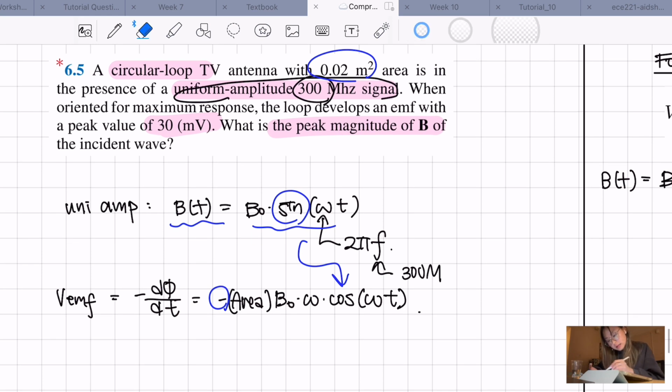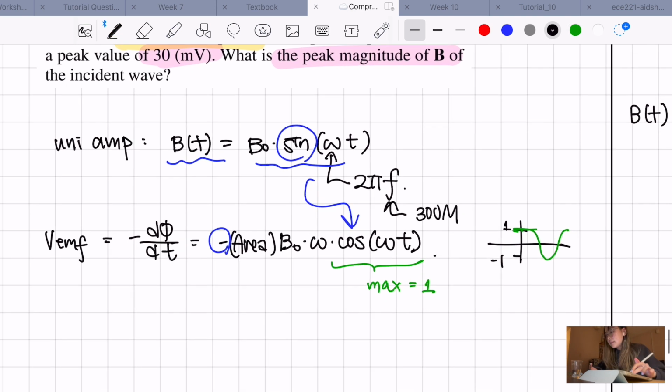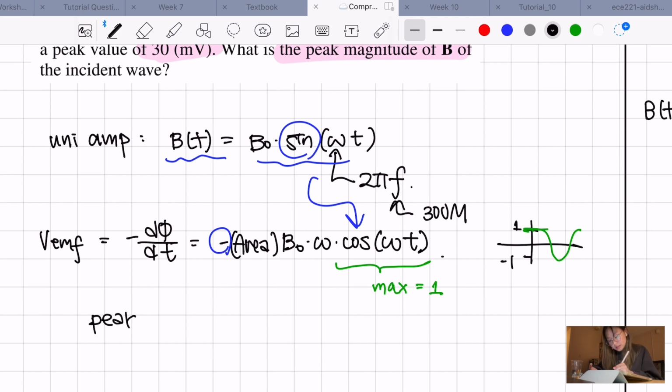And we know that this one wants a maximum response. For a maximum response, because of how cosine is, the maximum value of a cosine would be 1. So we know that the max is equal to 1. And if we rewrite this, it will peak this time. V EMF is equal to area times B naught times omega.